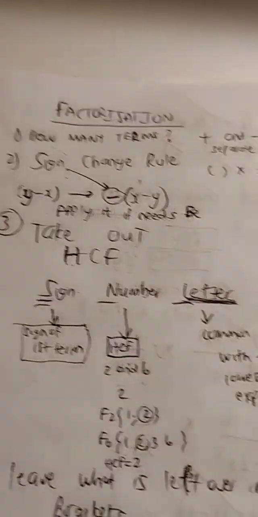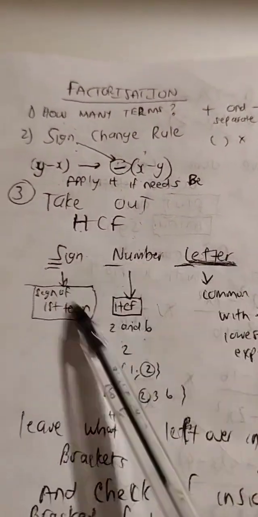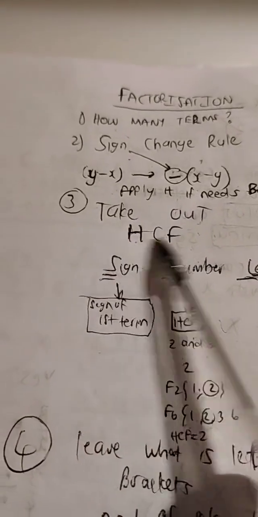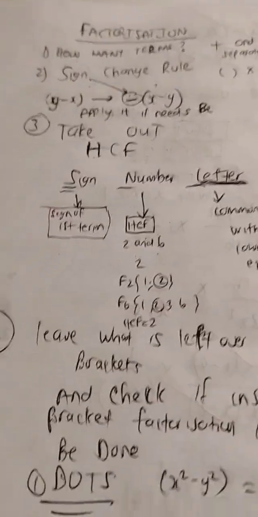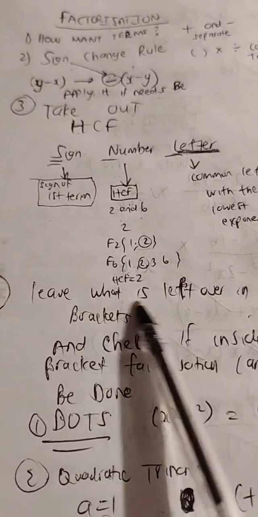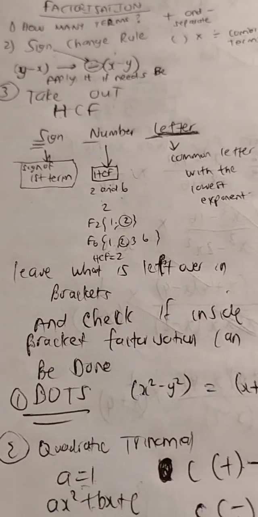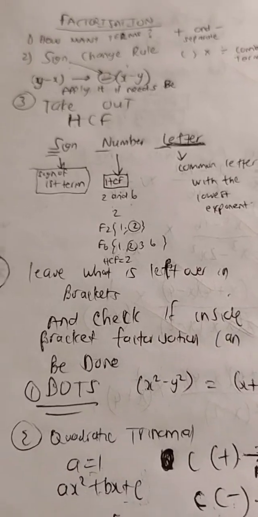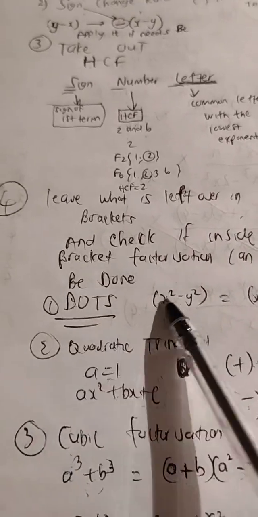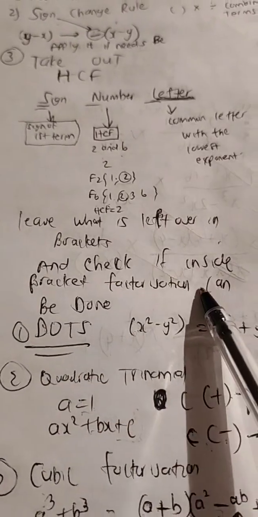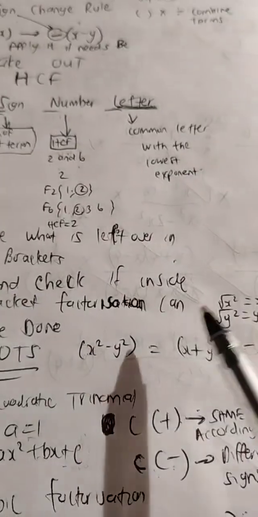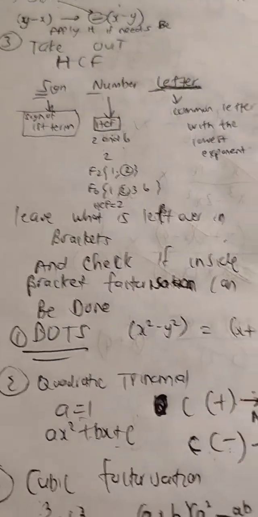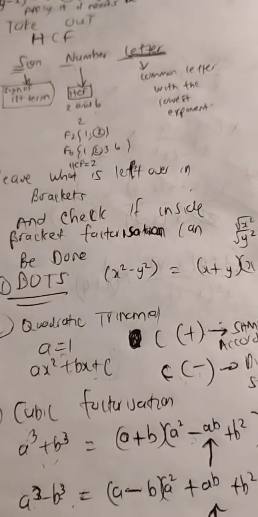Are we together? So we take out the sign, number, letter which we call the highest common factor of the sign, number, letter of the expression. We take it out, we leave what is left over inside the brackets. Please, guys, we open brackets and we leave what's left over inside the brackets. Then we check if inside those brackets is there any other type of factorization that still needs to be done. All right, if it is to be done, we do it. If there isn't, then we stop right there. It means we have done factorizing.